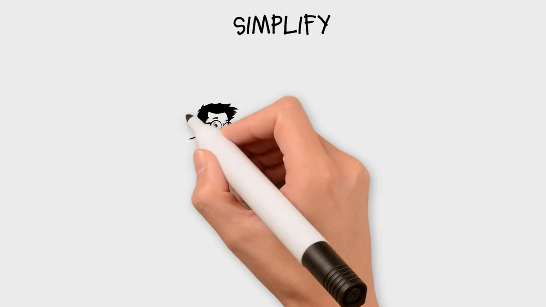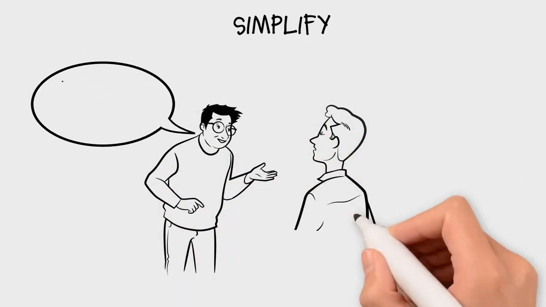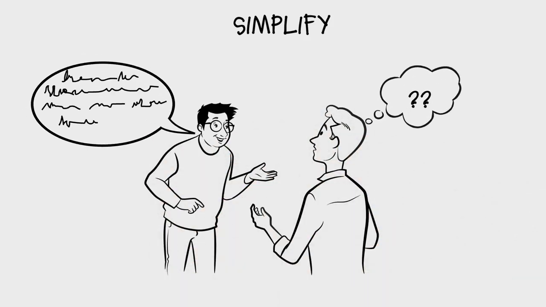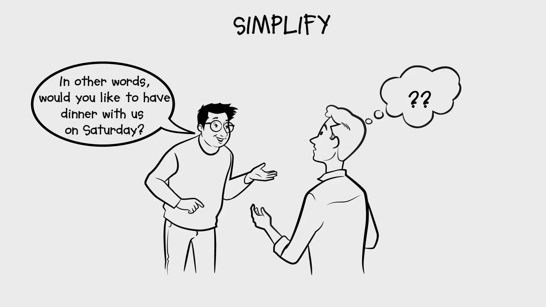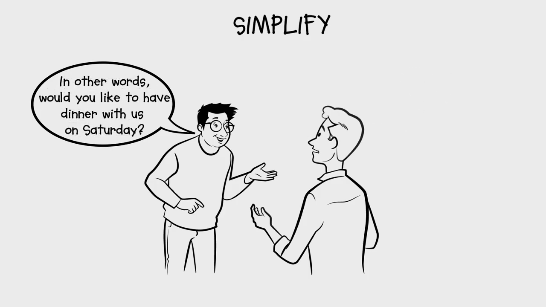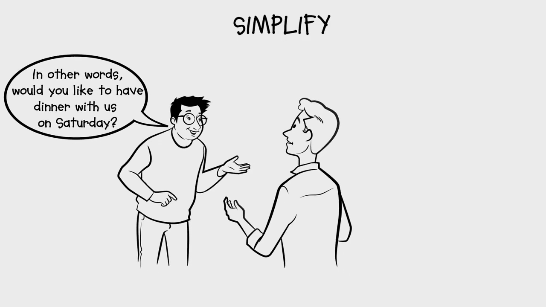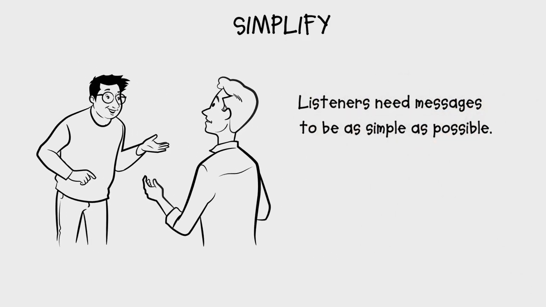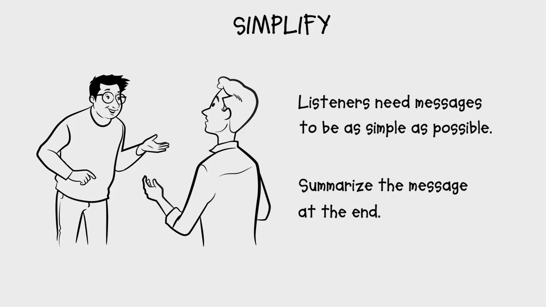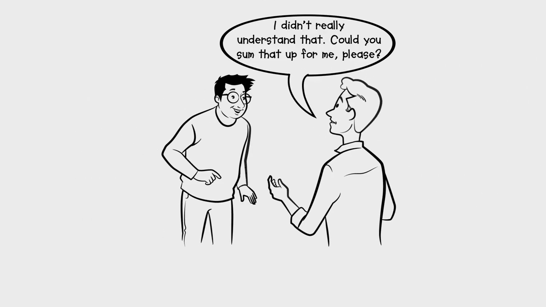A common error when communicating is when you realize that your message is not getting across, to add more and more words, as if that will somehow help. Listeners in international communication situations need messages to be as simple as possible. So if you find yourself using a lot of words, ask yourself what the key information is that you are trying to communicate and summarize the message at the end. Communication is a two-way process, of course, and it's also the listener's responsibility to ask for things to be simplified when they need it.